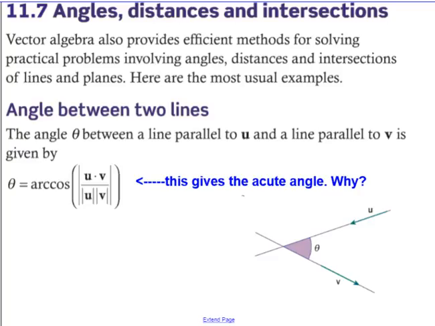Okay, first of all, angles between two lines. Well, if we're given the equations of two lines, then we're given both the direction vectors. Let's call them u and v. In the textbook they give you this formula, which is derived from the scalar product, and it always gives the acute angle. Why?